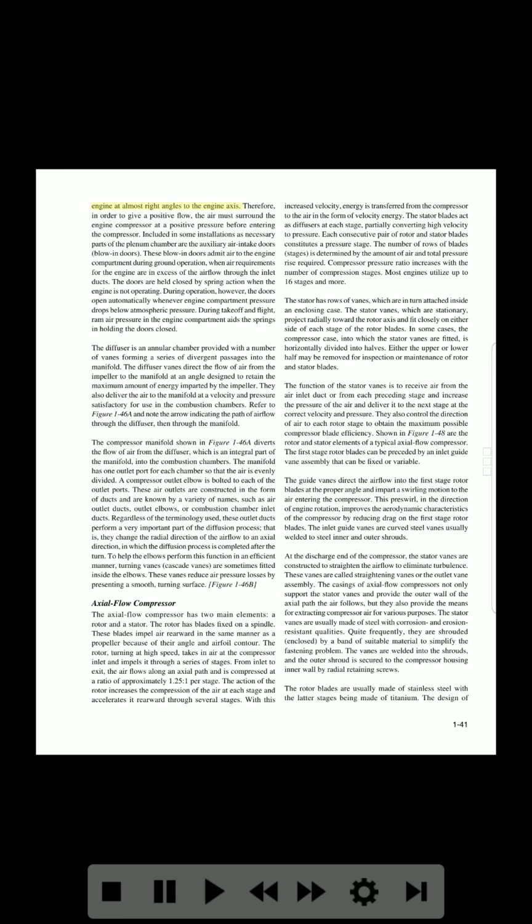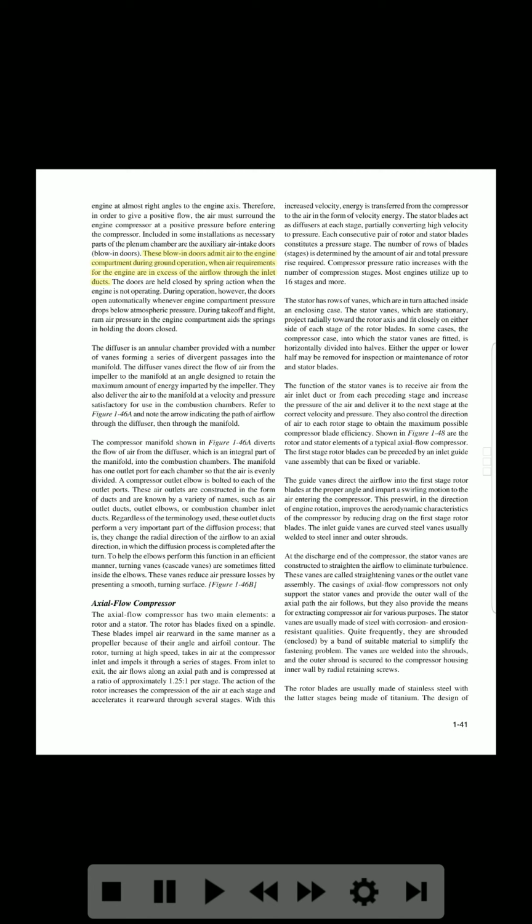in a wide varied engine at almost right angles to the engine axis. Therefore, in order to give a positive flow, the air must surround the engine compressor at a positive pressure before entering the compressor. Included in some installations as necessary parts of the plenum chamber are the auxiliary air intake doors, blow-in doors. These blow-in doors admit air to the engine compartment during ground operation.